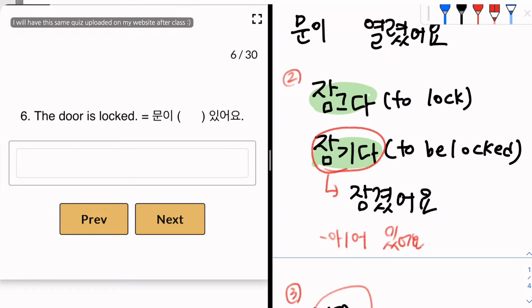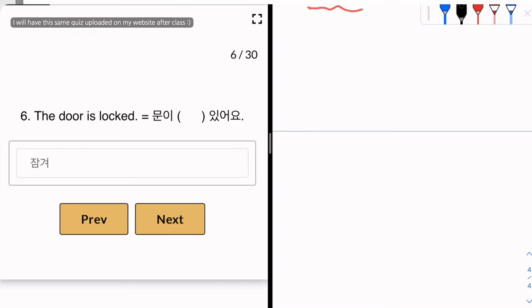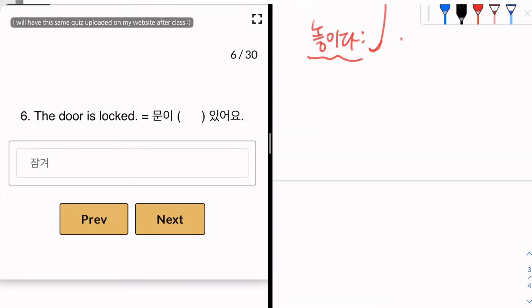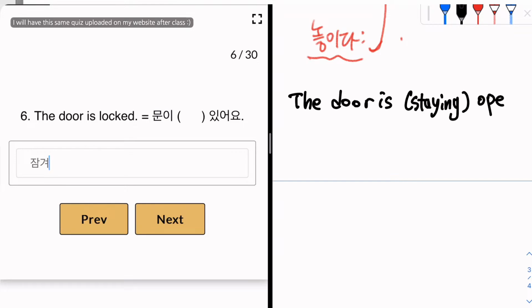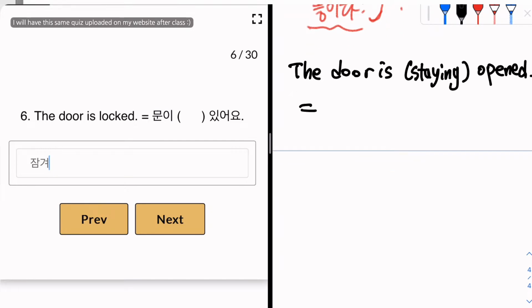그렇죠. 장민님 is the first to answer. 잠겨 있어요. 잠기다. You conjugate 잠기다, the stem, in present tense. So 잠겨 있어요. The answer would be 잠겨 있어요. 그러면요, let's translate two more sentences using this exact same grammar point. How would you say the door is open, as in it's staying opened? Literally translated, it's staying opened using 있어요 grammar. How would you say the door is staying opened?